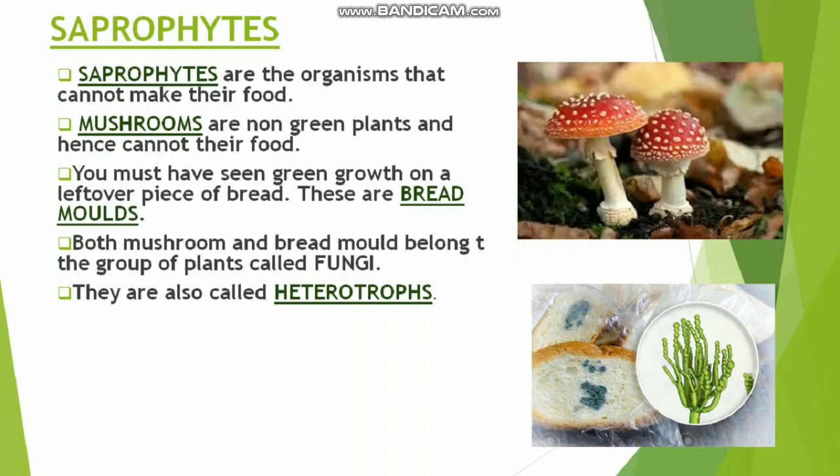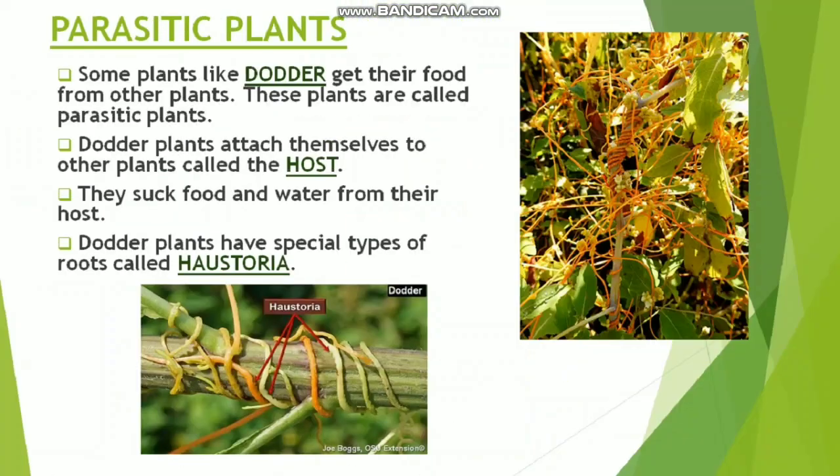They can't make their food. They depend on rotting materials for their food. Now our next category is parasitic plants. Some plants like Dodder get their food from other plants. These plants are called parasitic plants.